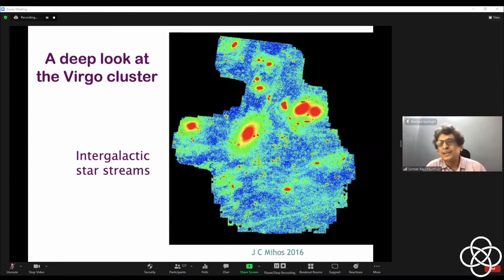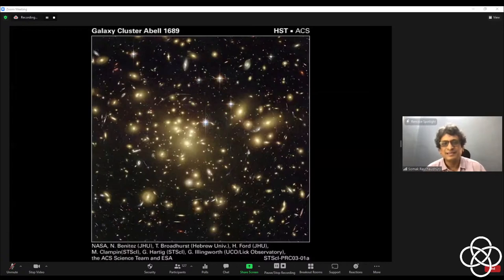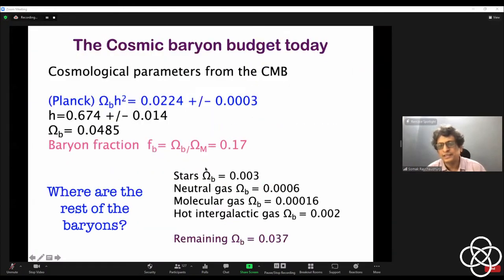And when you see a nice image of a cluster like this, all the space in between are full of stars. You're not counting those stars. So they might actually feature in this budget, right? And we don't know how much there is, but it's very, very hard to find these stars. I'll pause and talk about questions in a minute.